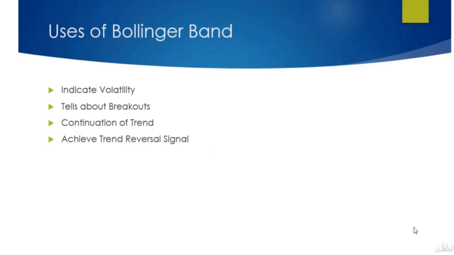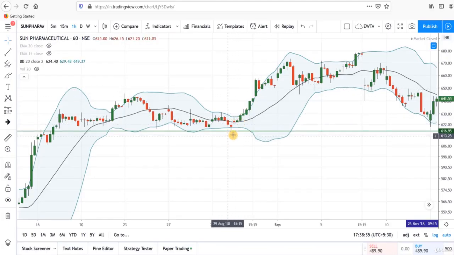There are so many uses of Bollinger Band, and the first use is that they indicate high and low volatility. The expansion and contraction of the bands indicates the volatility of the prices of that particular stock. When bands are expanded, it means there is huge volatility and we can see a sharp up move or a sharp down move in the prices. And when bands are close together, volatility is lower.